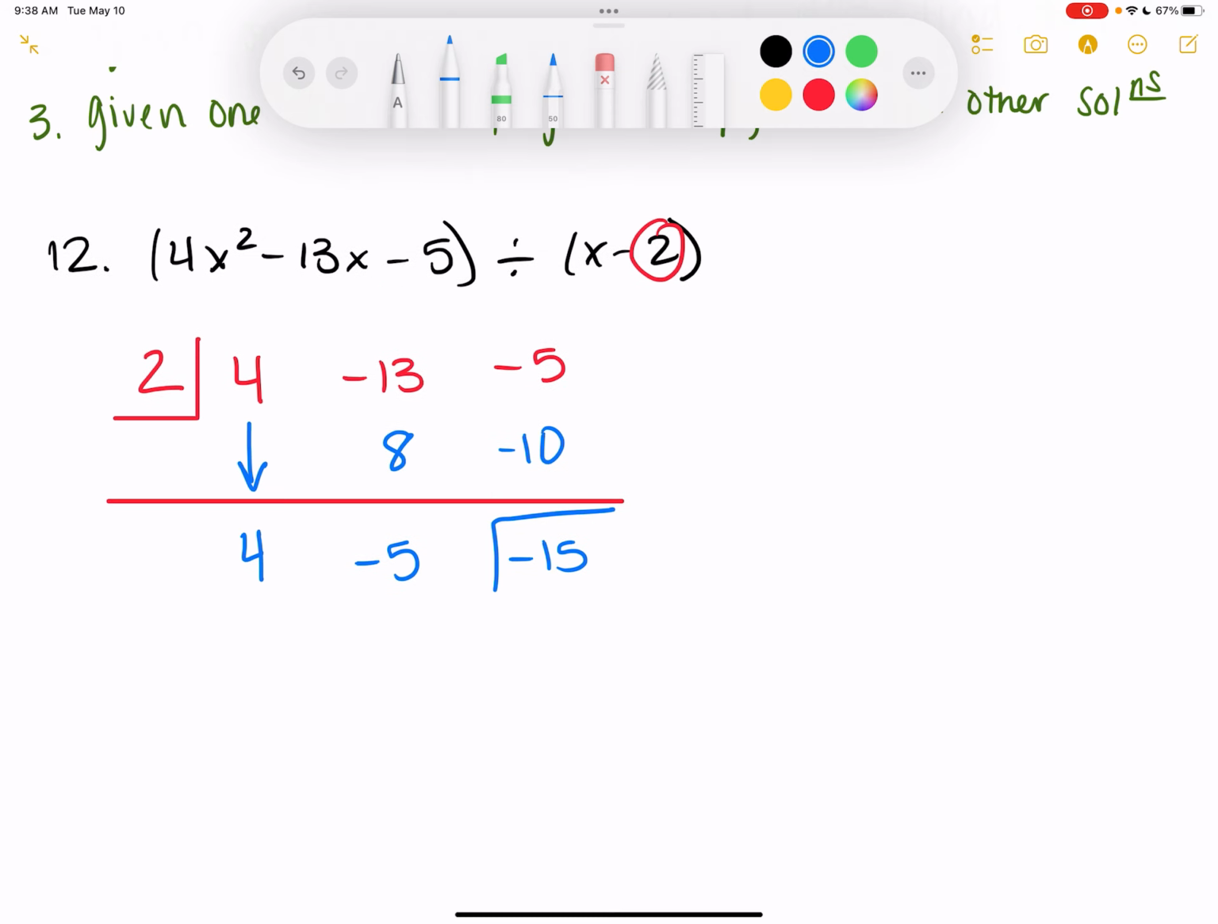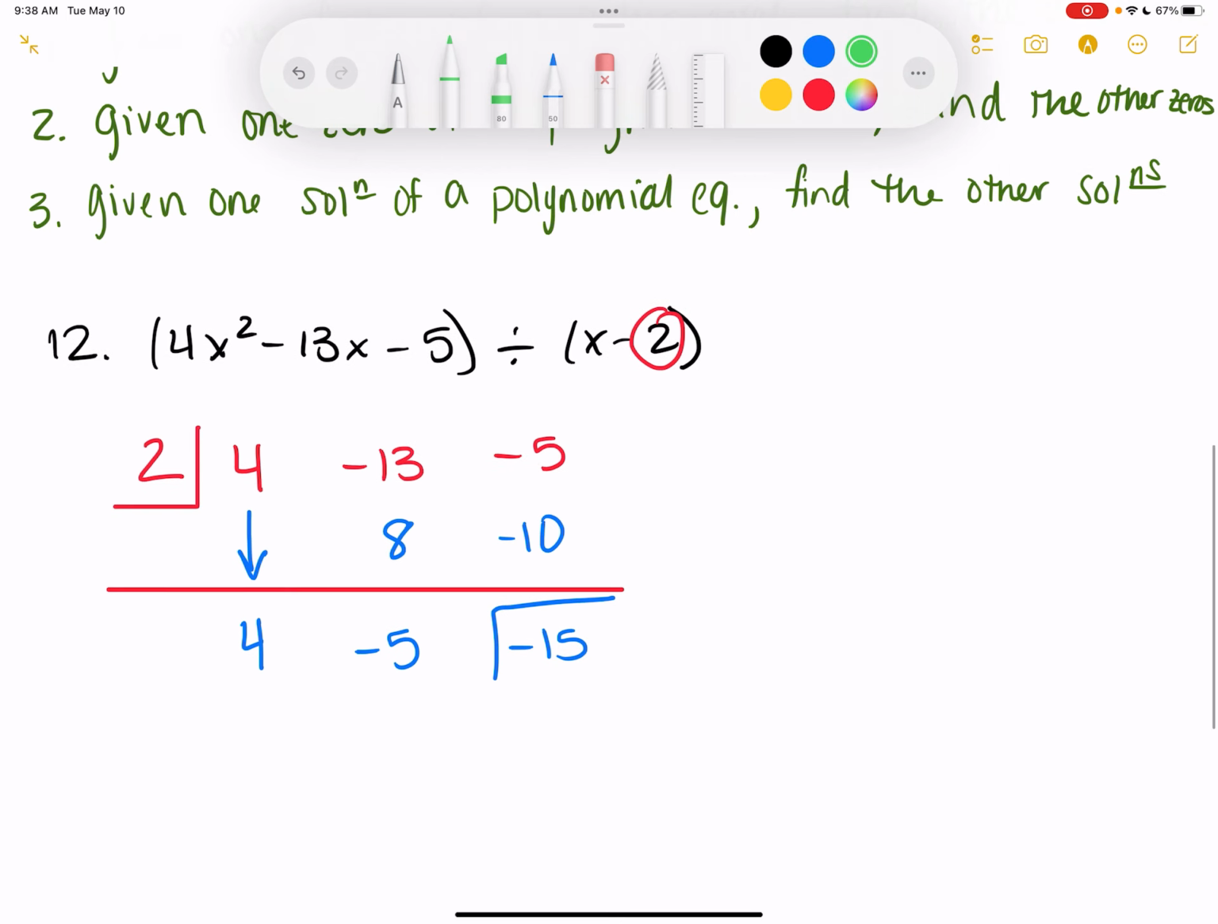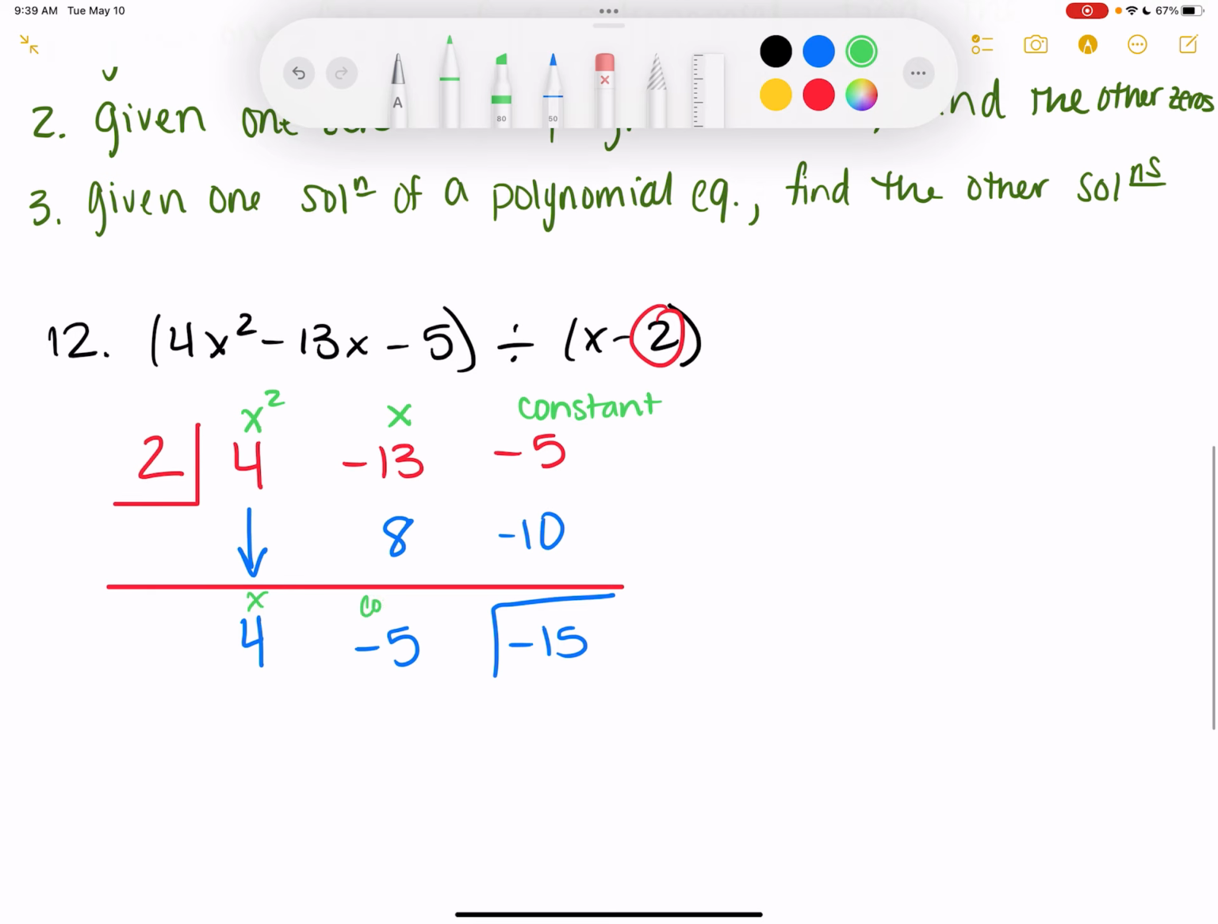Okay, these drop a variable every time. So these were originally x squared, x, and constant. Okay, but now this is an x term, and this is a constant term. And then this is our remainder. So, this gives us 4x minus 5 minus 15 over x minus 2.